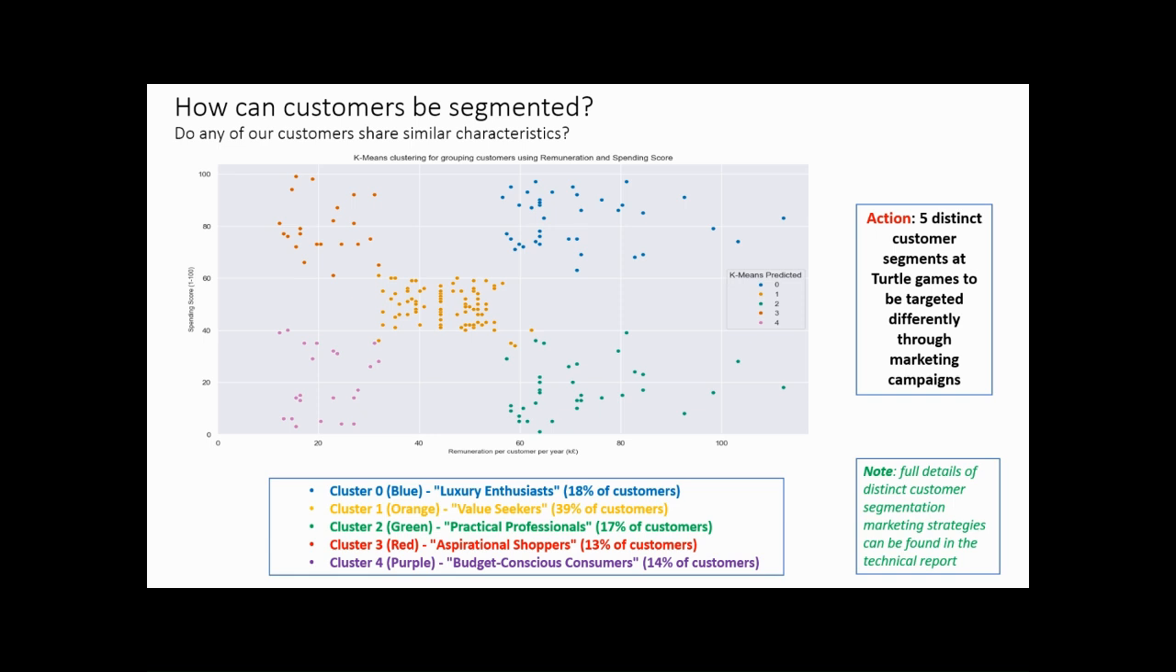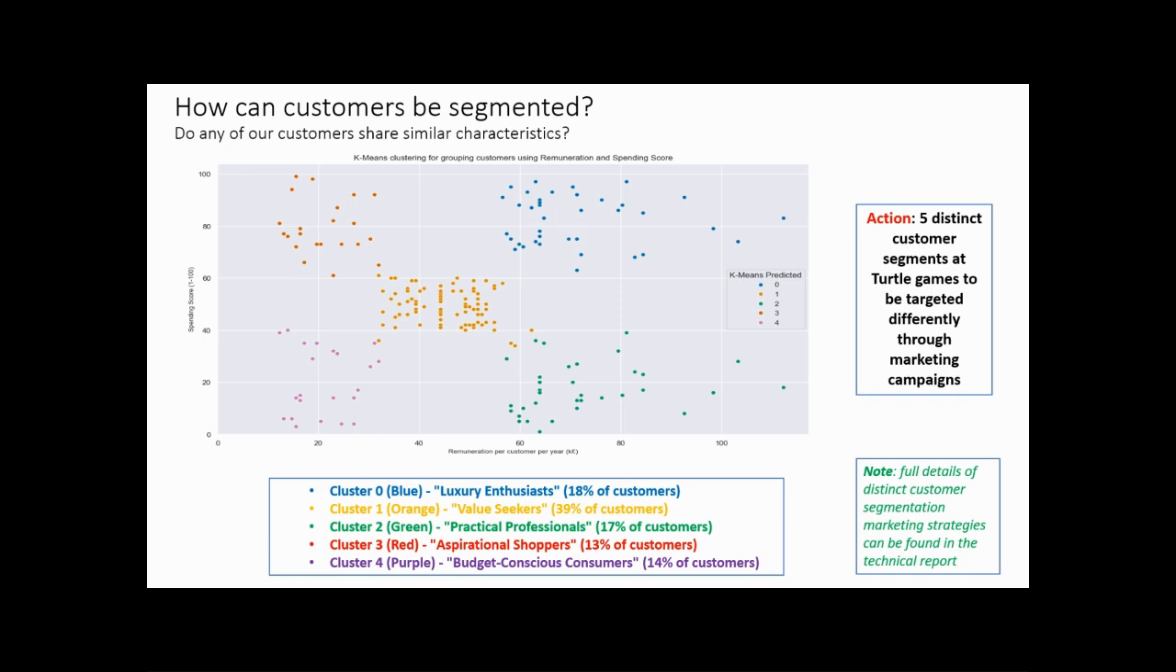Group 3, highlighted in red, represents 13% of customers, and they have low pay but high spend scores. These customers may prioritize discretionary spending despite a lower pay. Turtle Games should help these customers by offering payment plans or budget-friendly product lines.